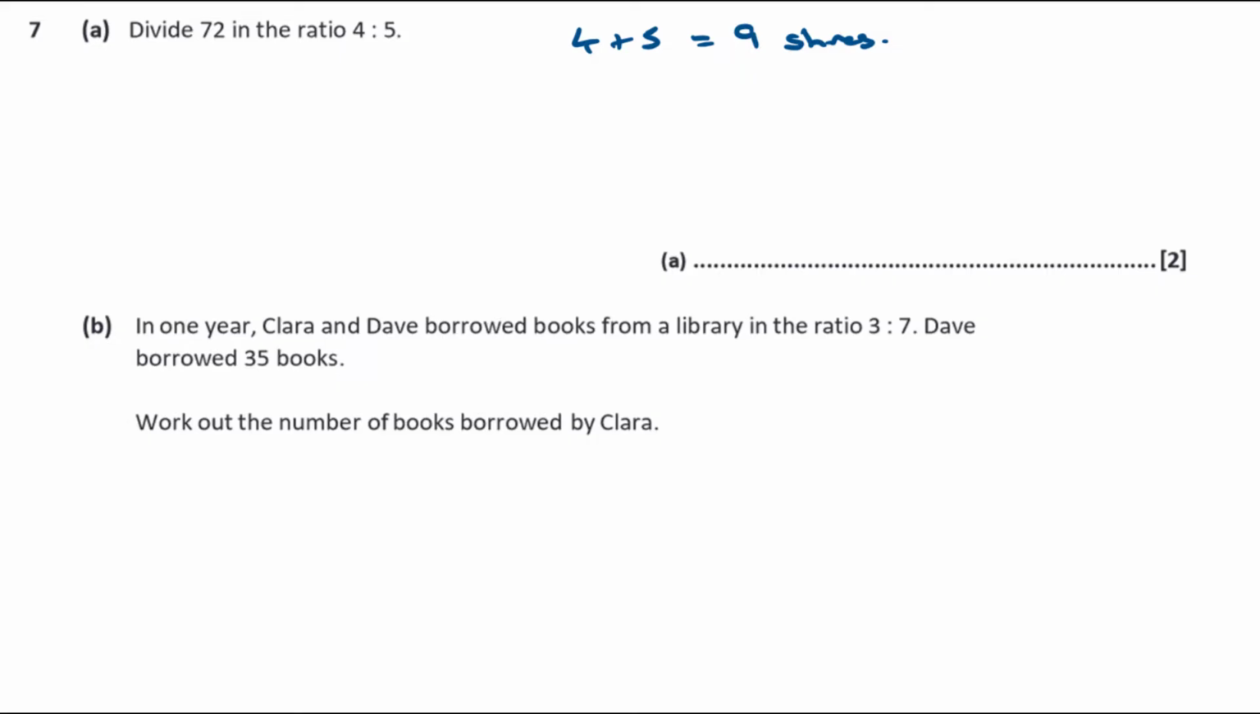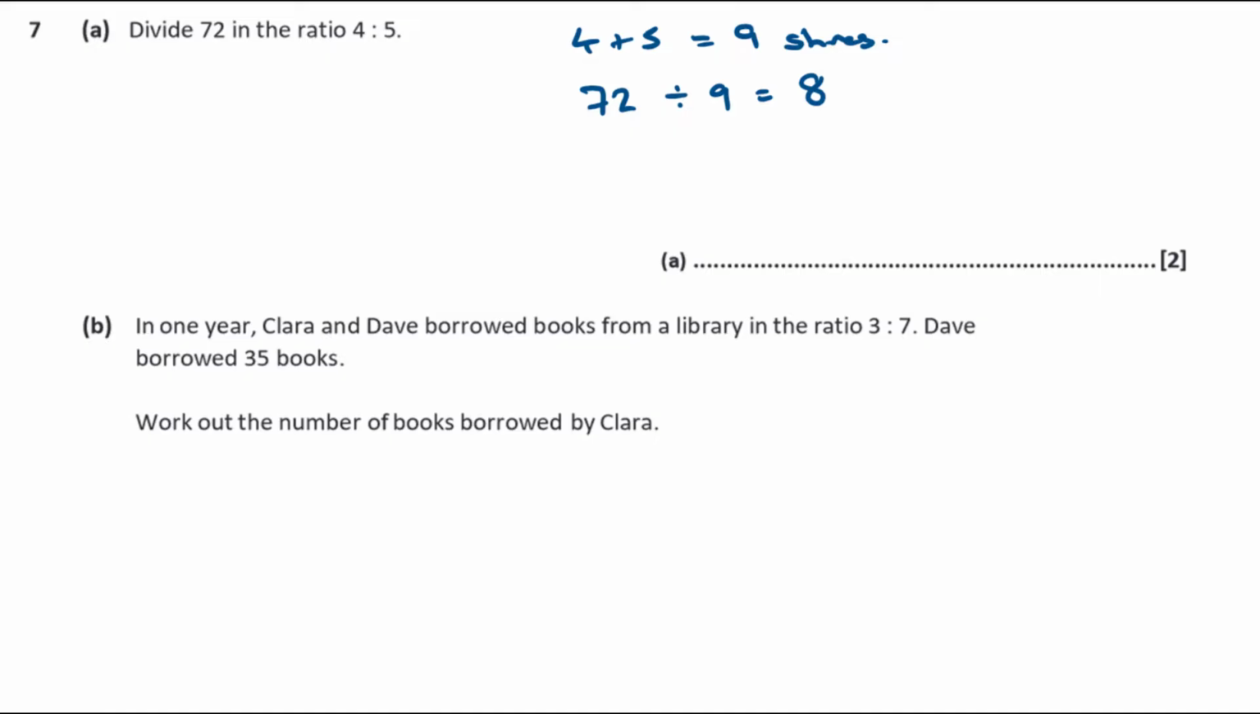So what is the value of 1 share? Well, if I take 72 and I divide it by the number of shares, it will tell me the value of 1 share. So 9 times 8 is 72. So 72 divided by 9 is going to be 8. So each share is going to be a value 8.